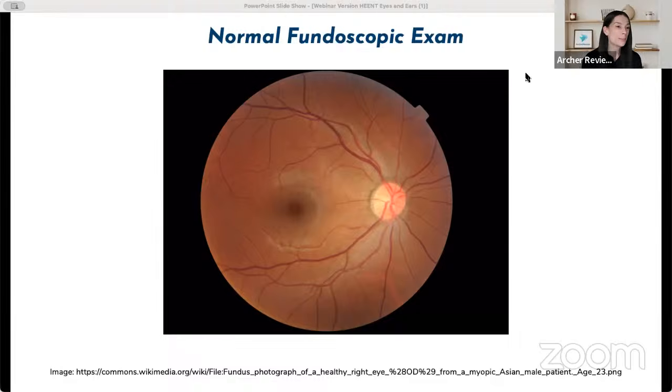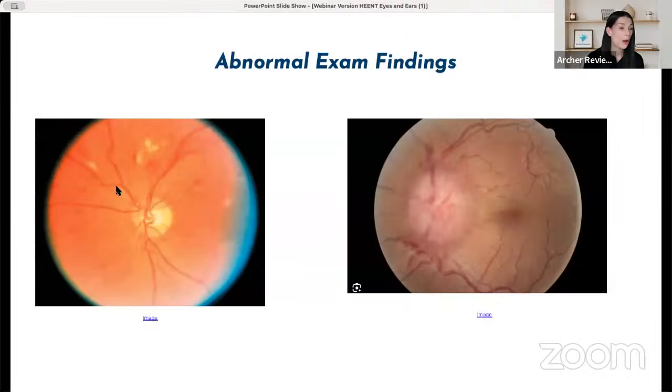So now that we looked at this beautiful normal fundoscopic exam, let's talk about a few abnormalities. On the left here, we see these little white spots, a little fuzzy on this picture, but that's what I'm looking at here. These little white, fluffy, might be a good way to describe them, spots. Can anyone throw in the chat what these are called? They're named very appropriately.